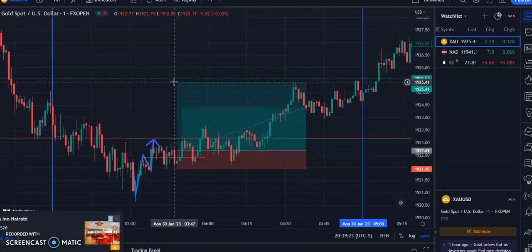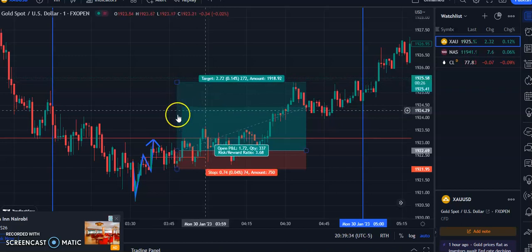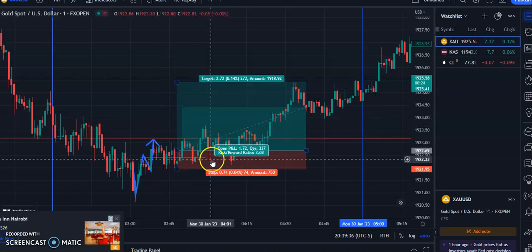But it still all comes down to your risk management. Because for me, I can trade with this stop loss, but I am also toning down the risk, because I know the risk reward. I have that risk to reward ratio.